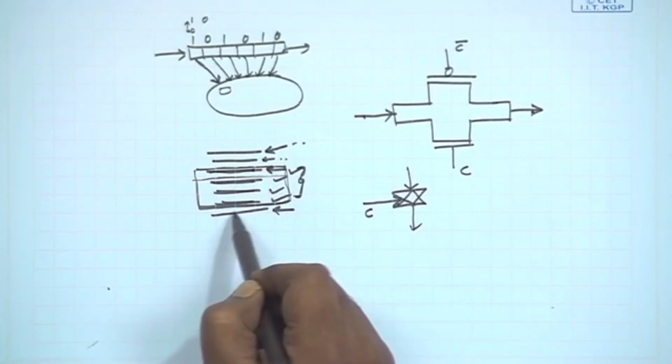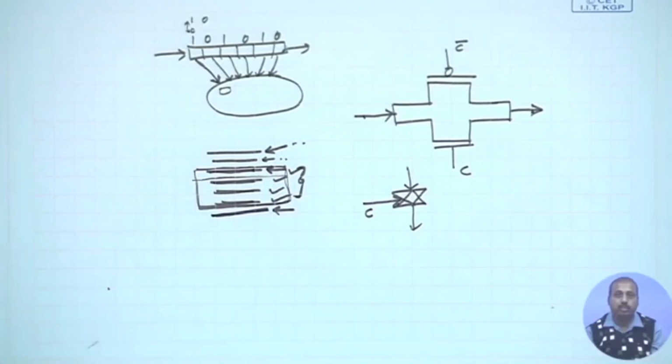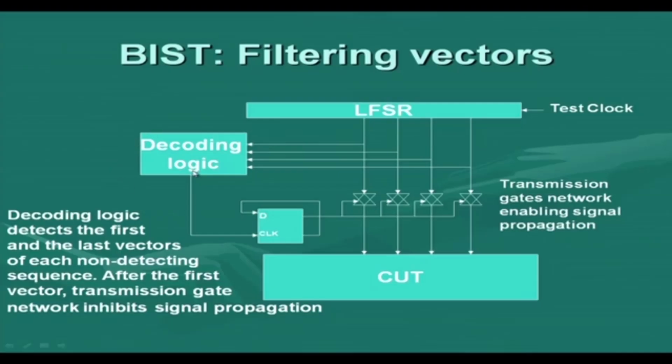Now, after it comes to this particular pattern, it finds that now this can detect a new fault. So, the transmission network has to be turned on. Then this decoding logic will give another pulse to this clock line, and since this Q bar line was equal to 1, that line will be loaded into the D flip flop. So, this will become enabled. Whatever is the LFSR's output will be coming to the circuit under test.